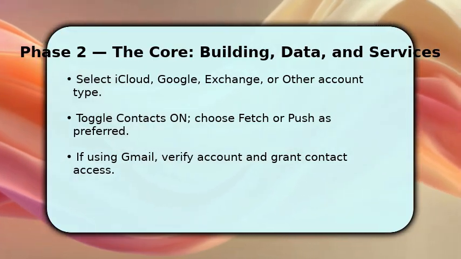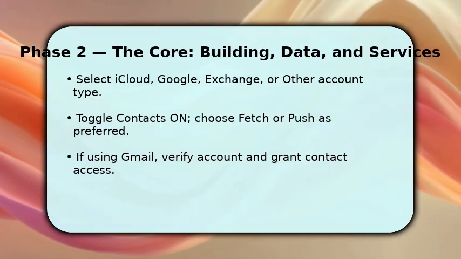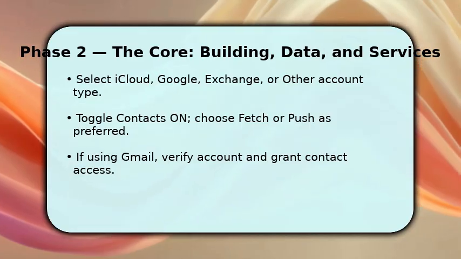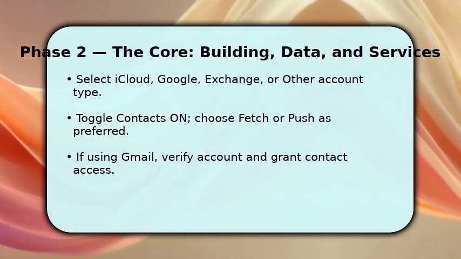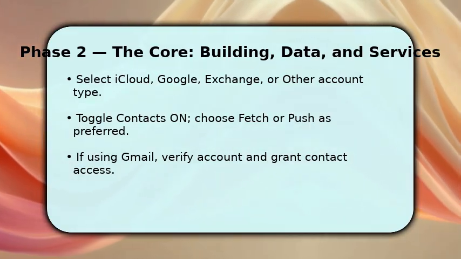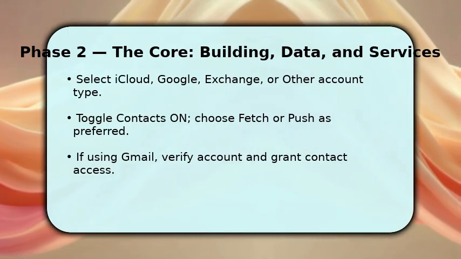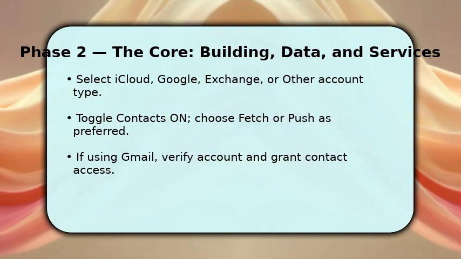Toggle Contacts to On, that tells iOS to sync that account's address book. Make sure Fetch or Push settings are appropriate. Push gives near-instant updates, Fetch checks at intervals. If prompted, sign in and grant permission to access contacts. Doing this connects the remote data with your phone app so entries appear.